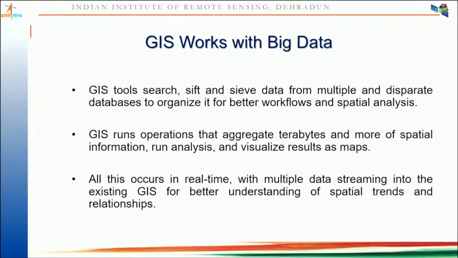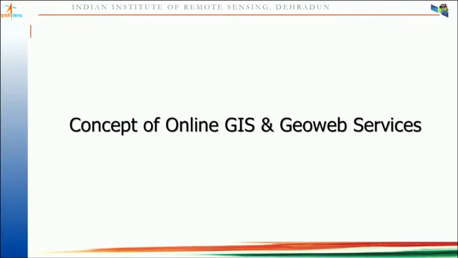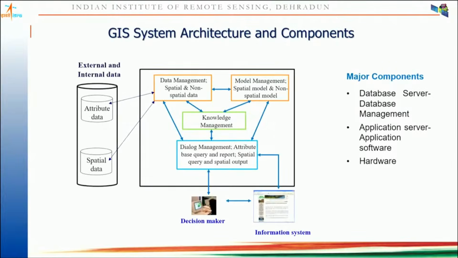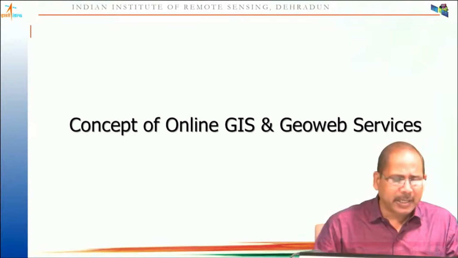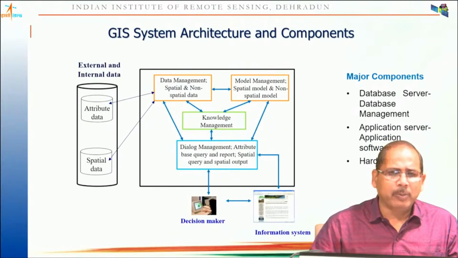Now the next question is: when I have this kind of data in place, the technique in place, and the geocomputation models and simulation techniques in place, then when I present this data to the users, we are definitely talking about online computation. Everything has to be available on client-server platforms. In this case we use the concept of online GIS or geo-web services, which is used to serve the outcome of geocomputation techniques and big data analytics to the users. Here is a typical architecture, which you may already know.